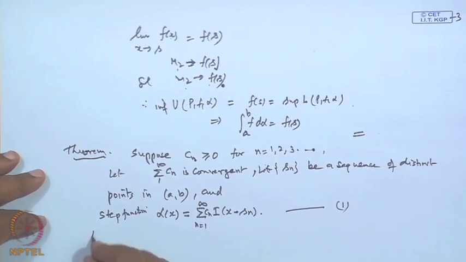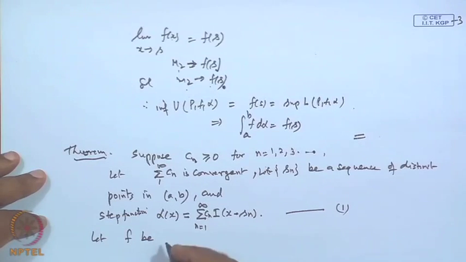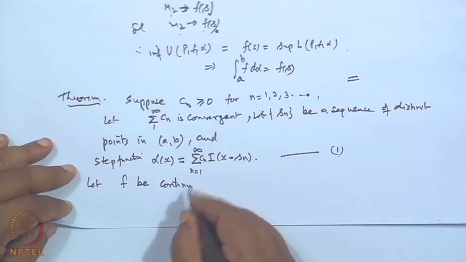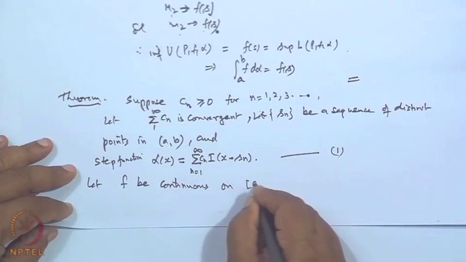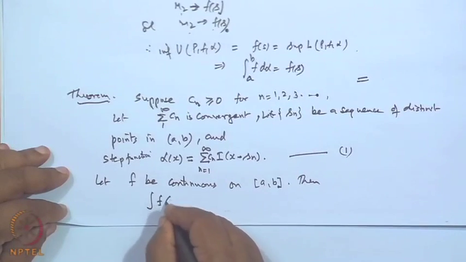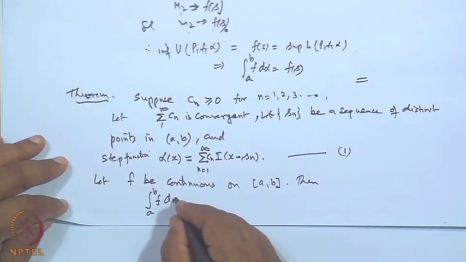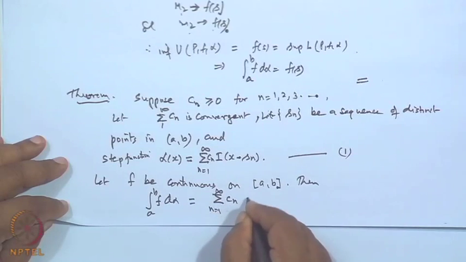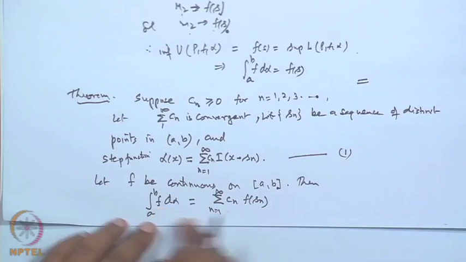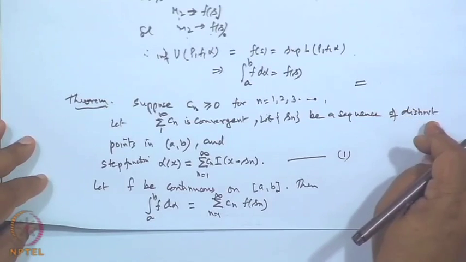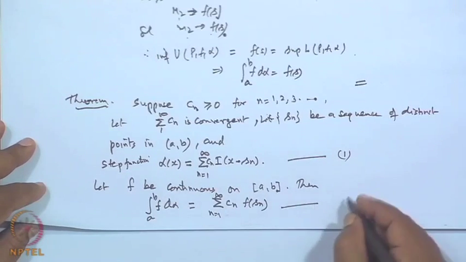And let f be continuous on the closed interval [a, b]. Then the Riemann-Stieltjes integral of the function f with respect to alpha over [a, b] is equal to the summation of the series, n from 1 to infinity, c_n f(s_n). So the Riemann-Stieltjes integral can be calculated in terms of a series if alpha is given to be a step function. That is a very important result. So, the proof of this.